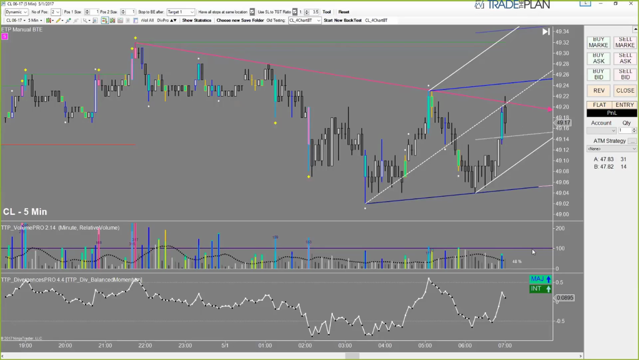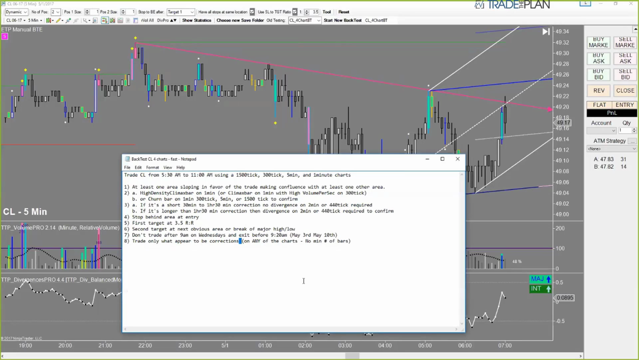And then my second target will be based on basically the most recent obvious set of market geometry, which I've got defined somewhere here. Second target at the next obvious area or a break of the most recent major high or low.